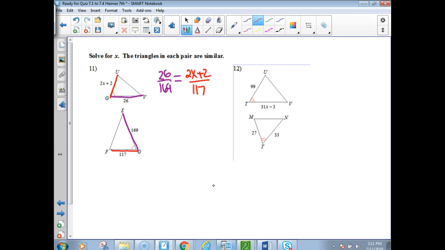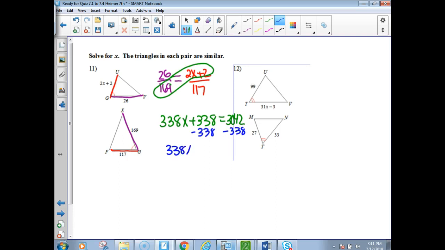All right, and then we need to finish this off. Oh my gosh, these numbers get big, don't they? 169 times 2, 338. x plus 338 equals 26 times 17. Okay, let you guys use your calculators. Subtract 338, and we're going to have 338x equals something. Then divide by 338, and it actually comes out nice, doesn't it?